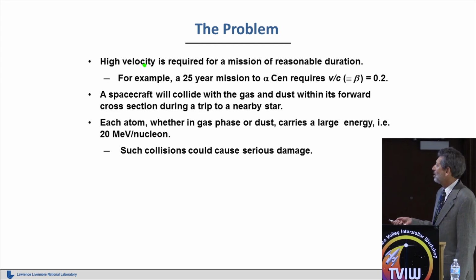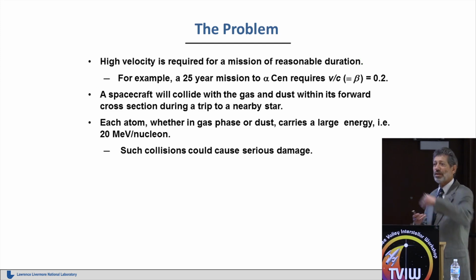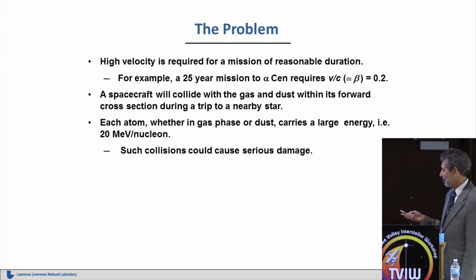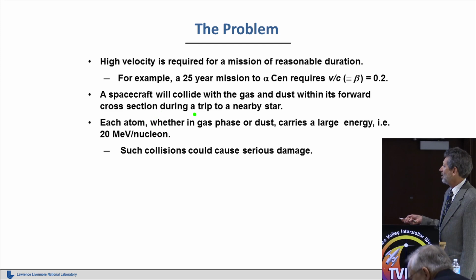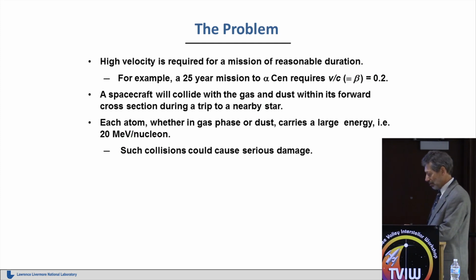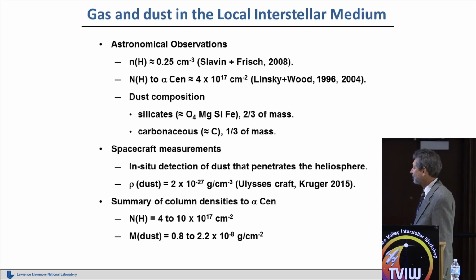So the problem is that a high velocity is required, as we've heard about a lot this morning. Typical velocity is 0.2 of the speed of light. So the spacecraft will collide with all the gas and dust that lies between us and Alpha Centauri or some other star you might want to go to. Each atom in either the gas or the dust carries a large energy, approximately 20 MeV per nucleon at this speed, and those collisions can cause serious damage. So it needs to be analyzed.